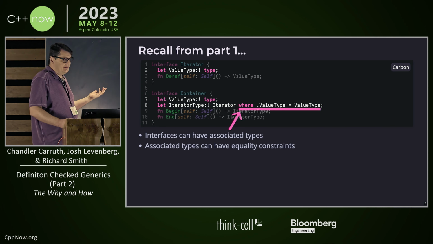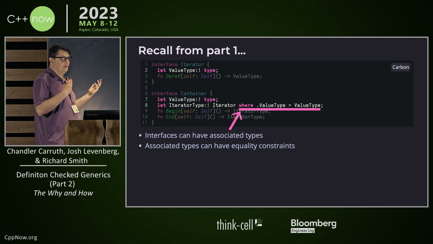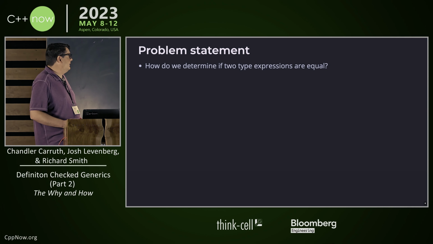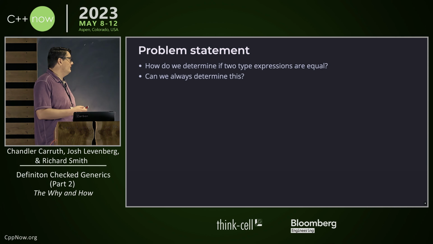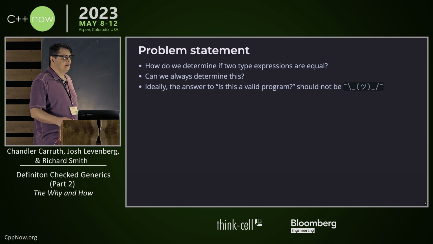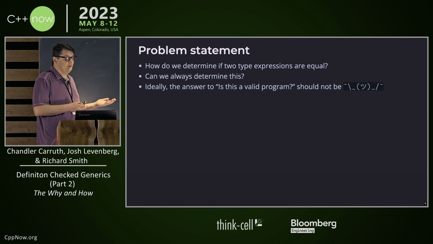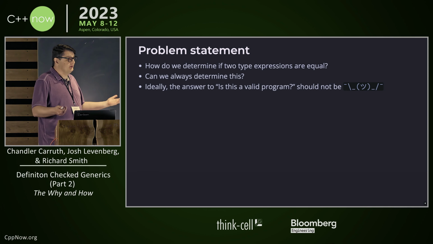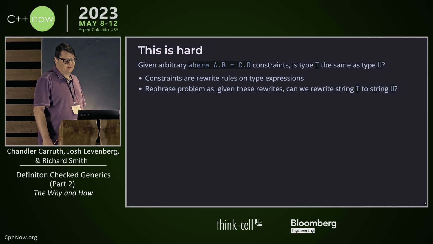So more generally, the situation that we have is we have some type expressions that we know must be equal. So how do we determine if 2 types are equal? And given this setup, can we actually always determine this? Ideally, this should always be possible. We don't want the answer to the question of, are these 2 types the same, to be that we don't know, because that would mean the answer to the question of, is this a valid program, might be that we don't know. And that's not ideal. But this is going to be a hard problem.